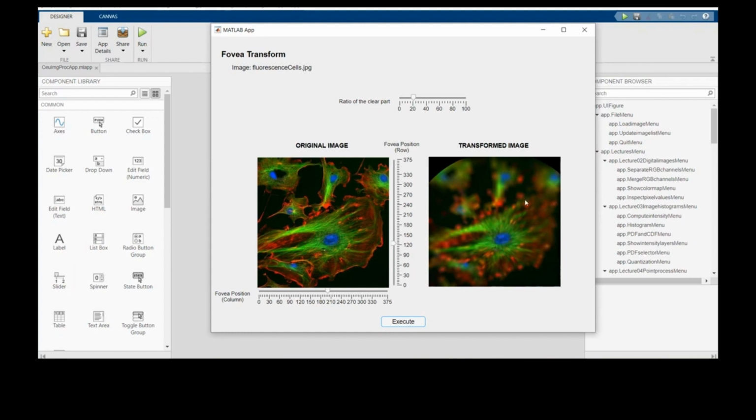So, yeah, here we have placed the phobia in this location. And then we have applied this logarithmic transformation that I showed you in the slides. And you see that where the center is, we have a lot of details, but as you go farther away from the center, you start losing all the details. So this is the effect of the phobia.